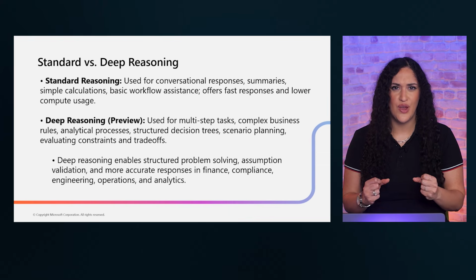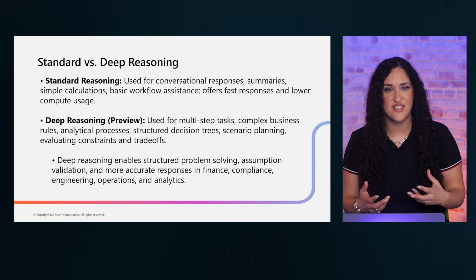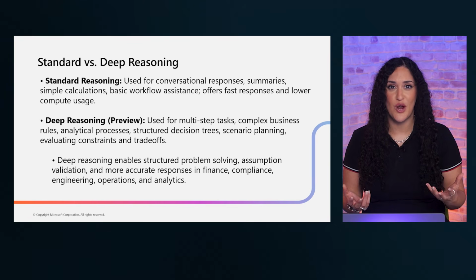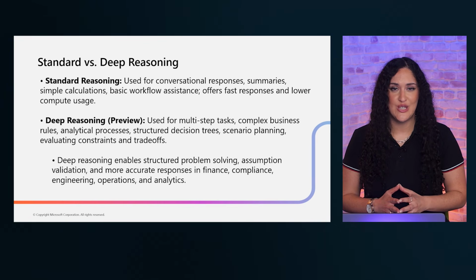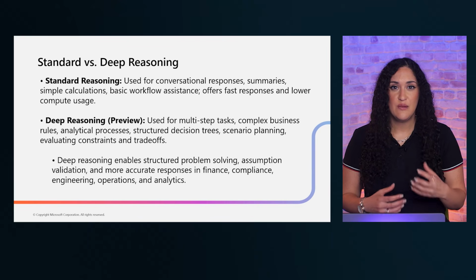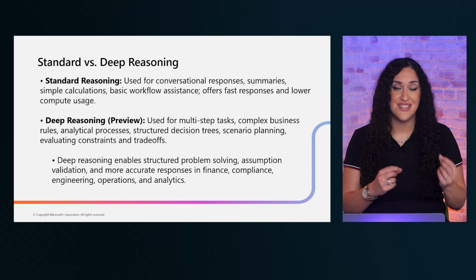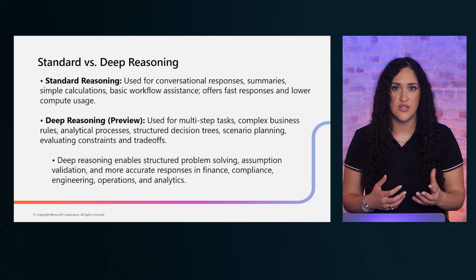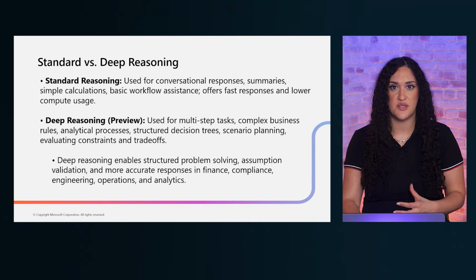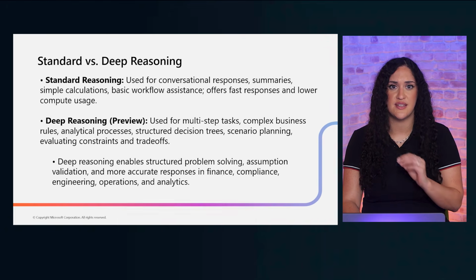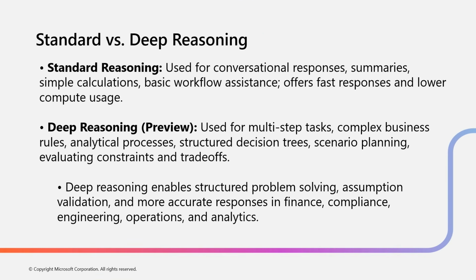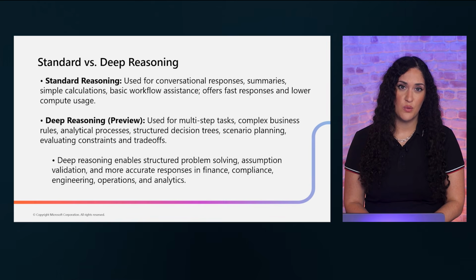Deep reasoning is for heavy-duty work, multi-step tasks, complex business rules, analytical processes, structured decision trees, and scenario planning. It enables the agent to think through problems step by step, validate assumptions, and produce more accurate responses in areas like finance, compliance, and engineering. The best practice is to use standard reasoning as your default and enable deep reasoning only for scenarios that truly need it. Deep reasoning costs more in compute and time, so apply it strategically.